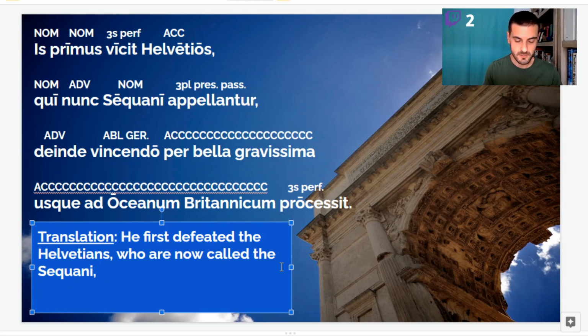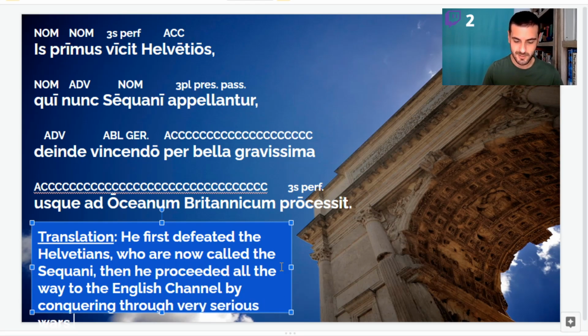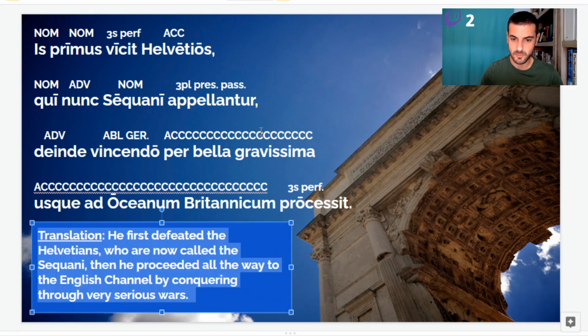He first defeated the Helvetians, then he proceeded all the way to the English Channel. How did he do it? Vincendo. By conquering through. When the Romans talk about a war being serious, that typically means bloody, right? So when we talk about grave wars, we mean wars that probably had a lot of casualties.